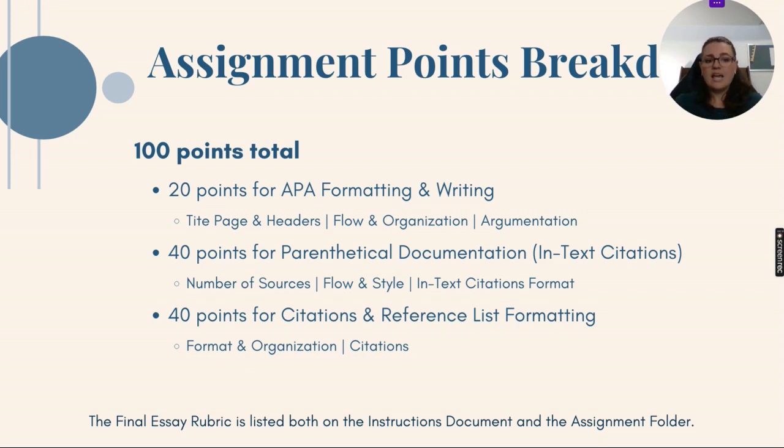So this assignment is 100 points in total, and this is how it breaks down. So 20 points is for your APA formatting and writing. So this includes your title page and headers, your flow and organization, as well as your argumentation.